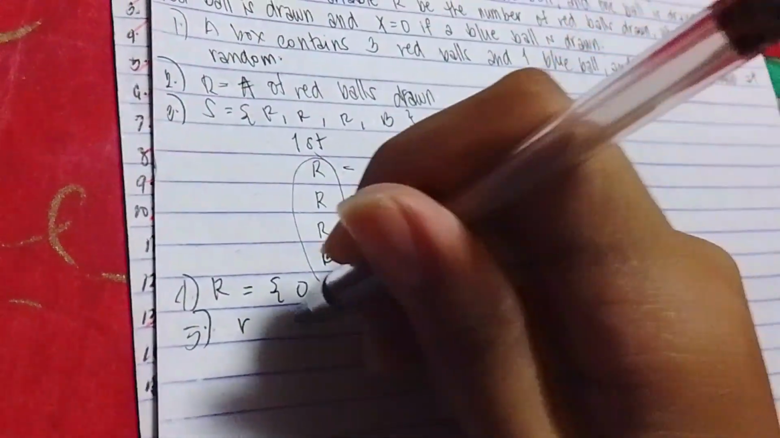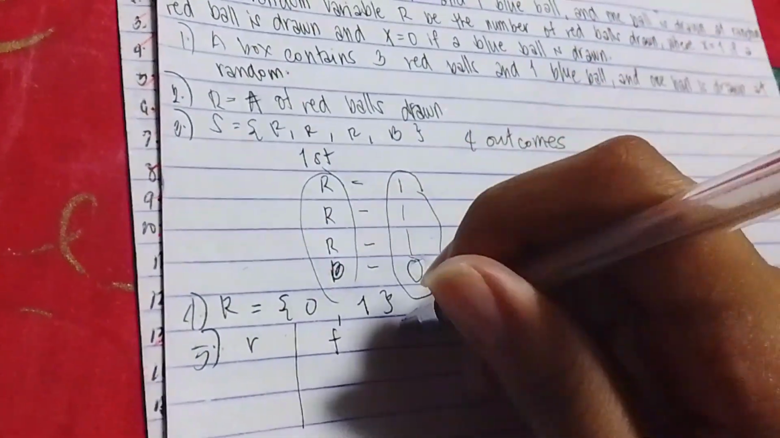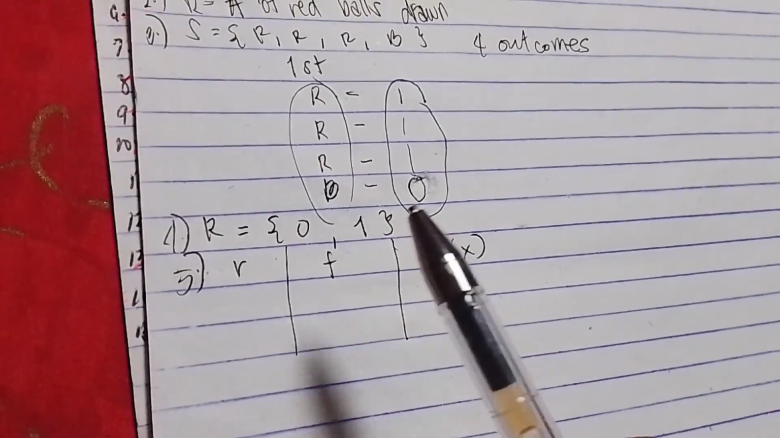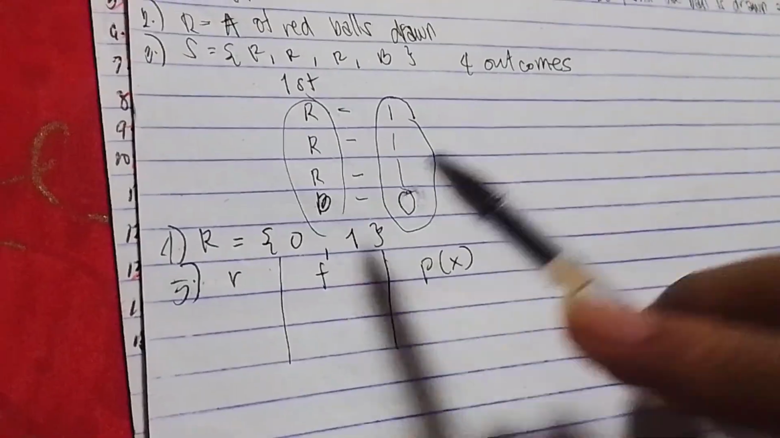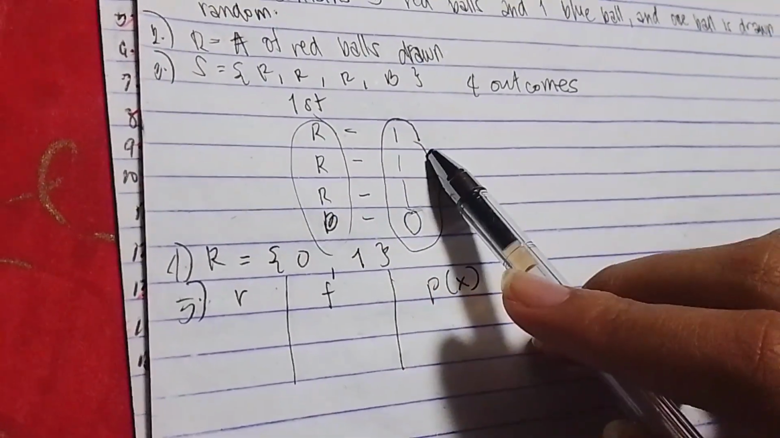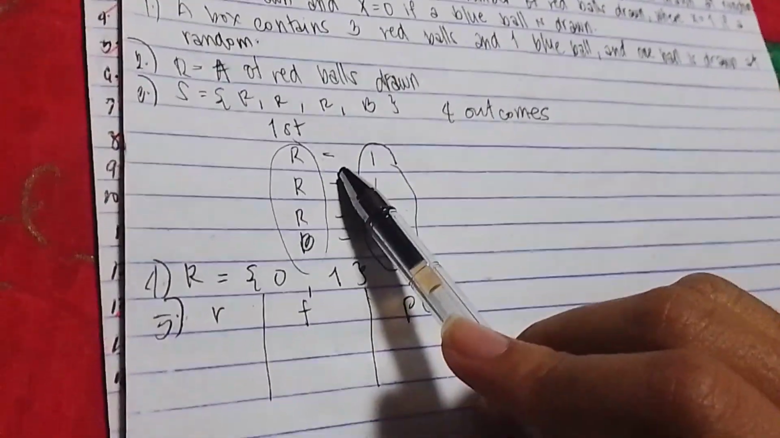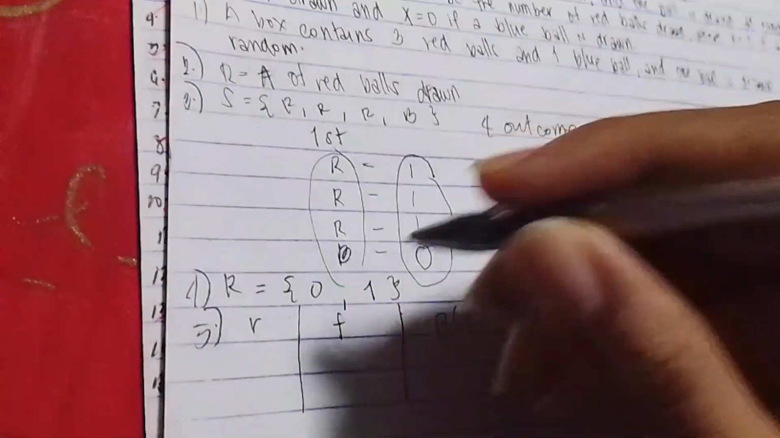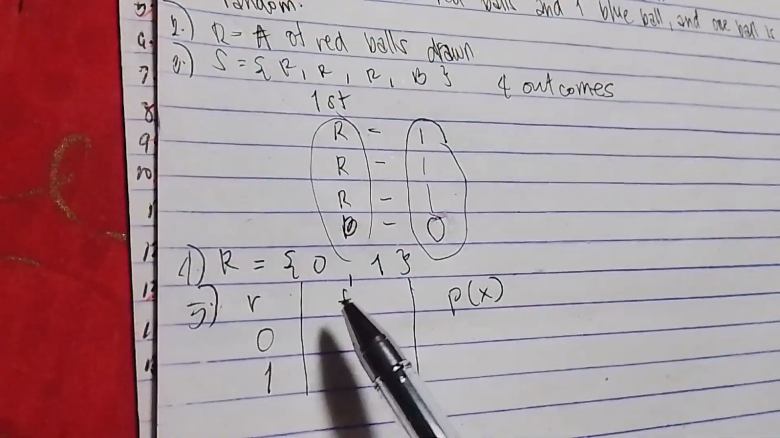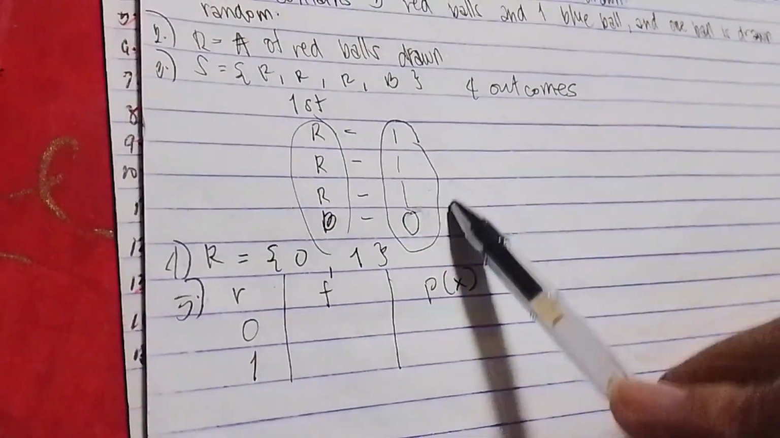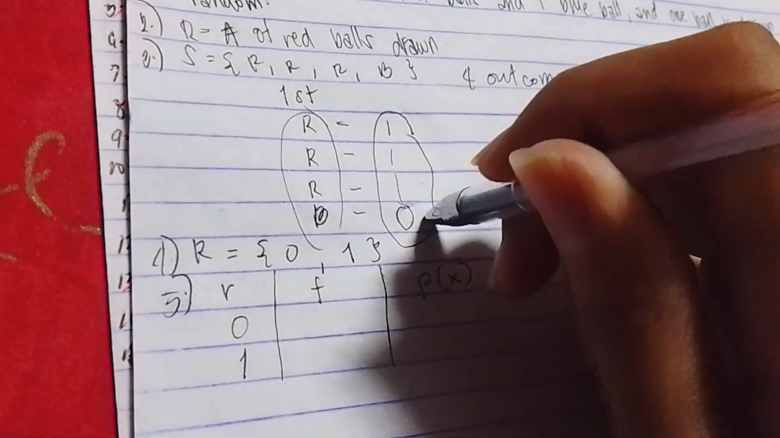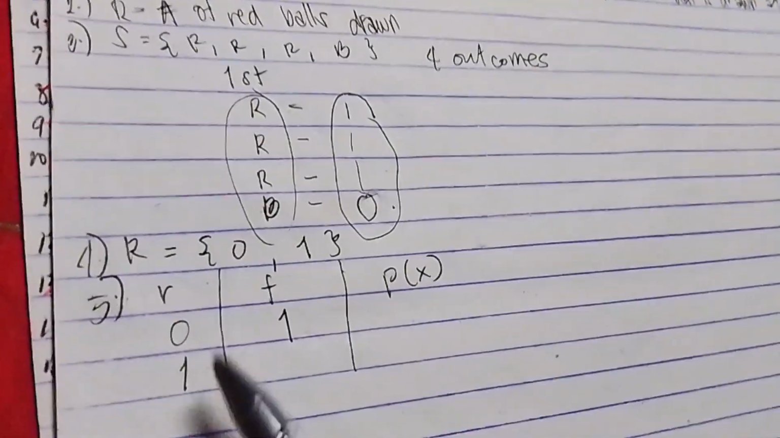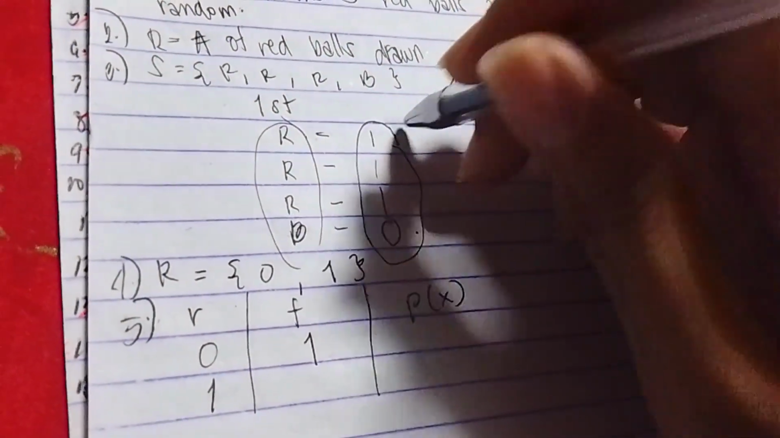So we'll put r, f, p of x. F means the frequency. It is the number of how many times the outcome has shown from the trial. So we'll put the values of the random variable, which is 1 and 0, 1 and 0. How many times did the 0 come out from our trial? So it only appears once. For the value 1, it appears 3 times.